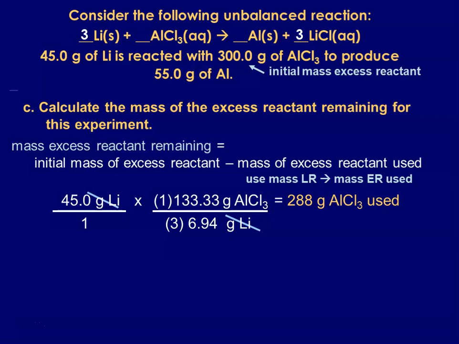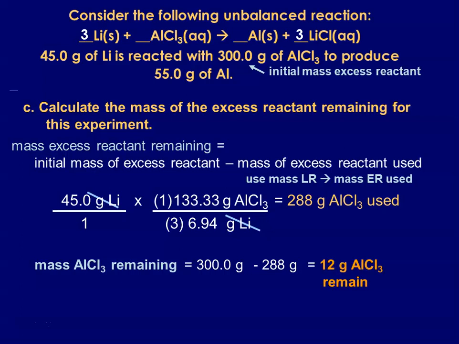I know how much I started with, the 300 grams, so if I take the difference between 300 and 288, I should be able to determine how many grams of AlCl3 remain, and that would be 12.